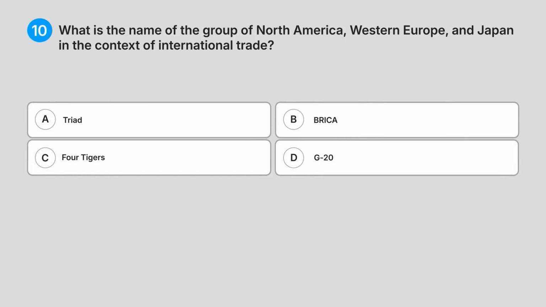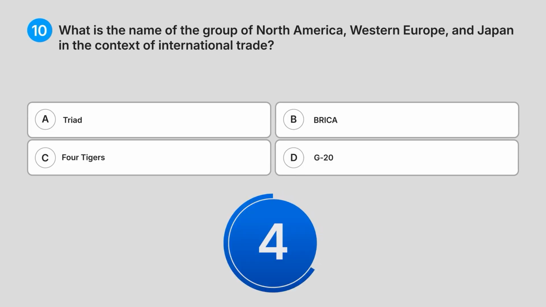10. What is the name of the group of North America, Western Europe and Japan in the context of international trade? A. Triad, B. BRICA, C. Four Tigers, D. G20. Can you guess the answer?